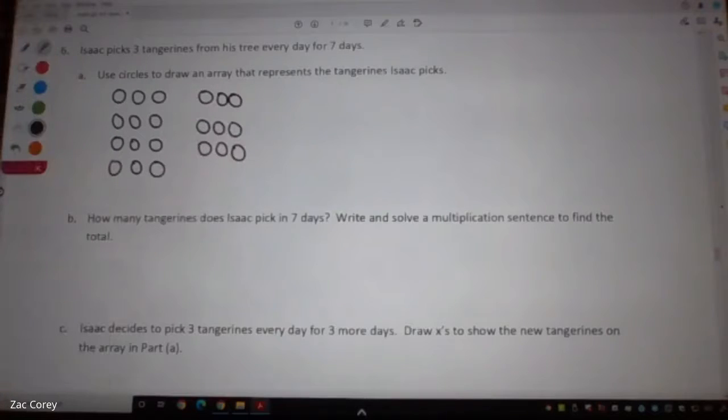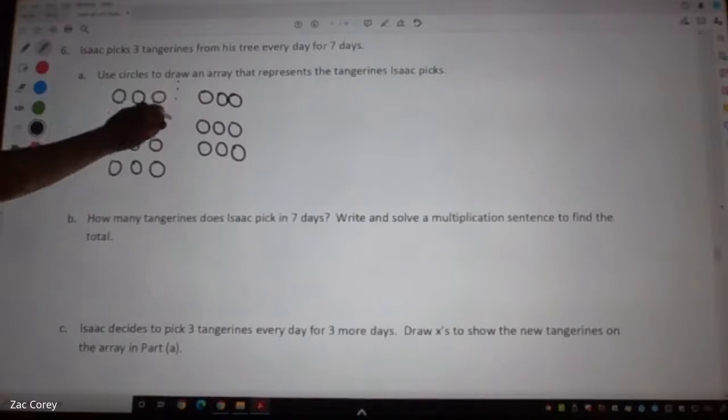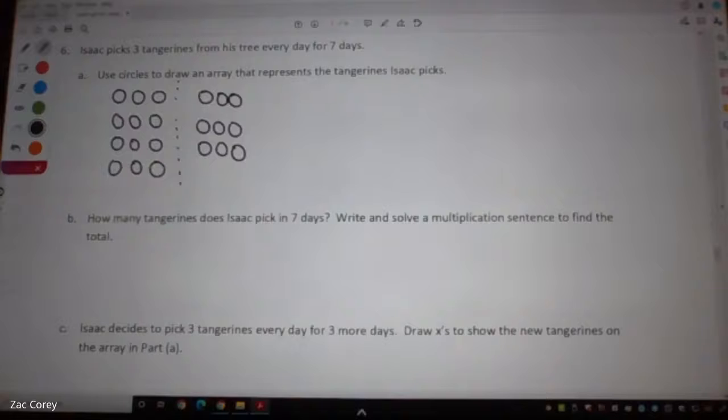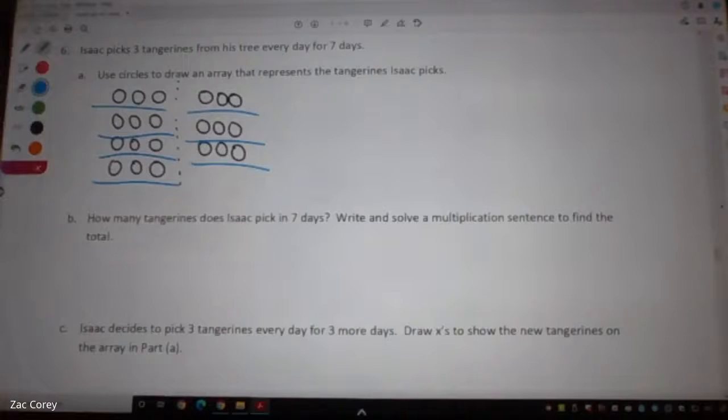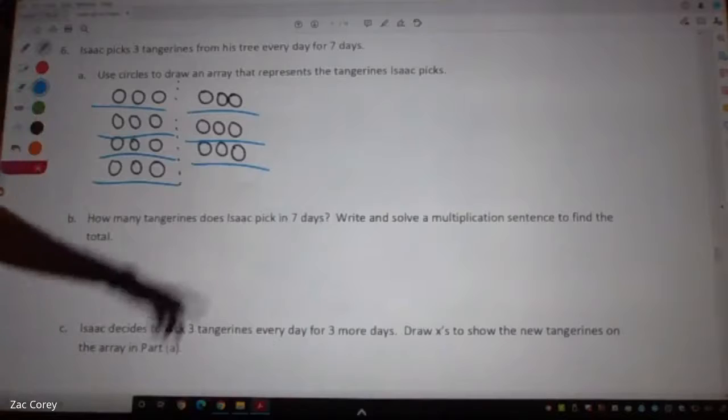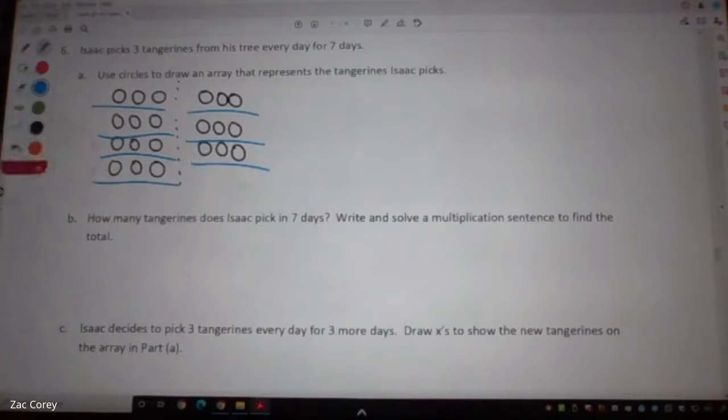All right, so maybe you can stack yours a little bit better. I ran out of room, so maybe do yours a little bit smaller. But what this shows is, here, I'll do a little line in between so you know we're talking about different ones. All right, so we're talking about 1 row, 2 rows, 3 rows, 4 rows, 5 rows, 6 rows, 7 rows. We have 7 days, and in each day he picks 3 tangerines. Okay? Letter B. Letter B says, how many tangerines does Isaac pick in 7 days?